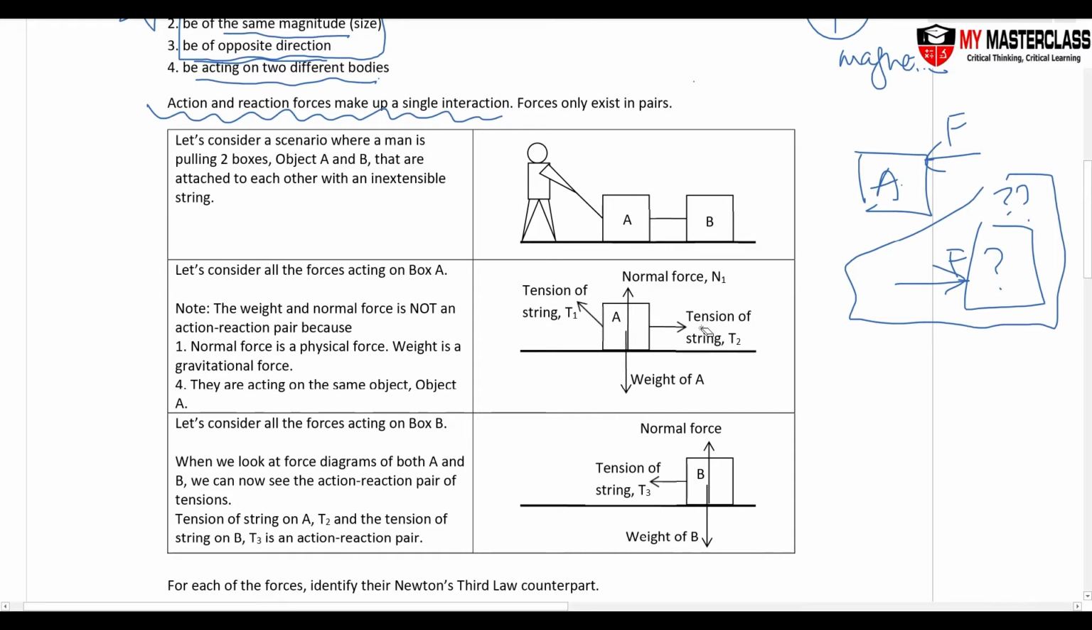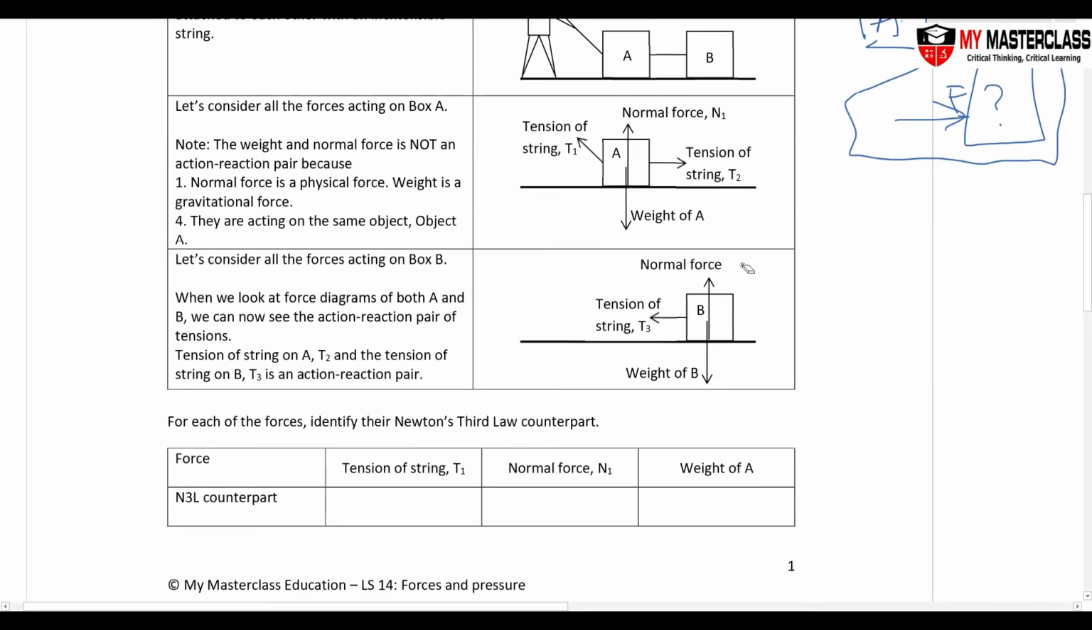In addition to box A, let's look at box B also. So we can draw the same force diagram for box B. Again, box B has its weight, it has the normal force, the table is pushing back, and then box B is also attached to the same string, and because it's attached to a string, it feels T3.